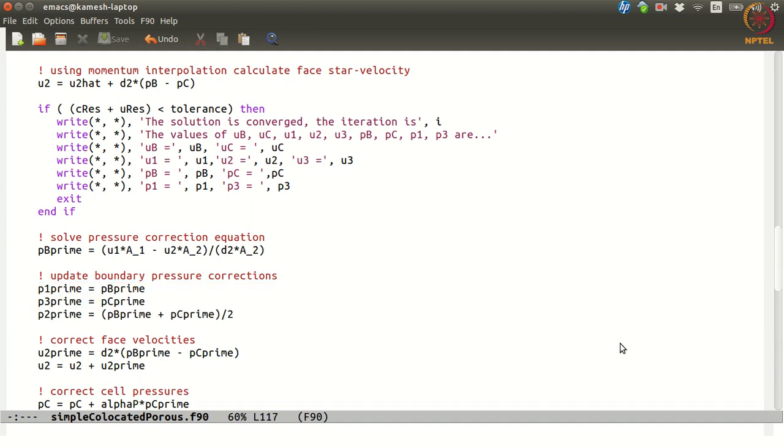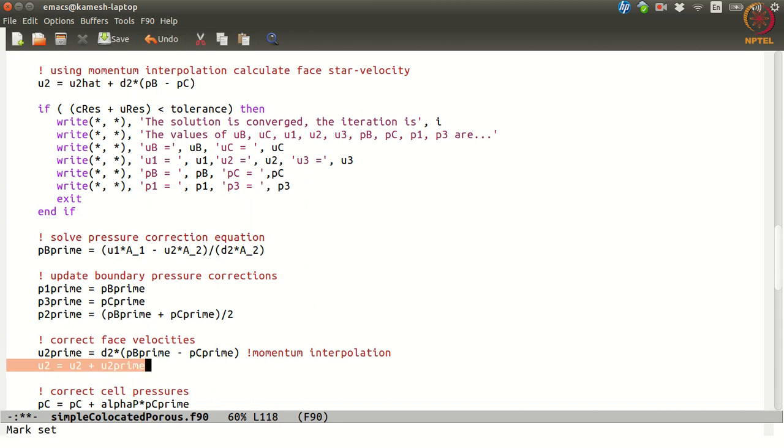All right, so once you have all the pressures, the cell pressures and the phase pressures, then you can correct the phase velocities by computing the phase velocity corrections. So U2 prime equals, this is again, D2 times (PB prime minus PC prime). Where is this coming from? This is coming from momentum interpolation, right?